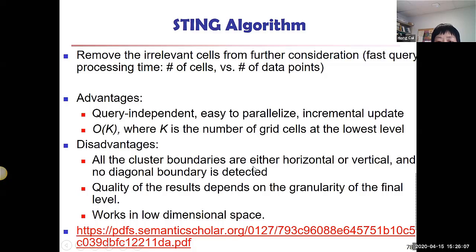So we mentioned the cluster boundaries are either horizontal or vertical. It only works in low dimensional space, like geographic data exploration. Quality of the results obviously depends on the granularity of the final level, how much you summarized the information and how much information was lost.